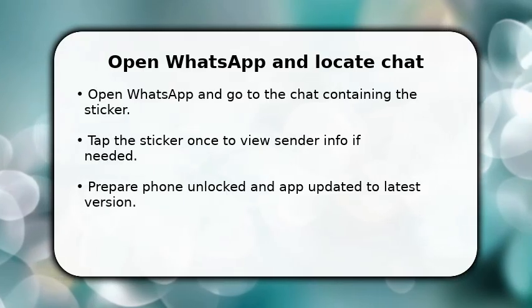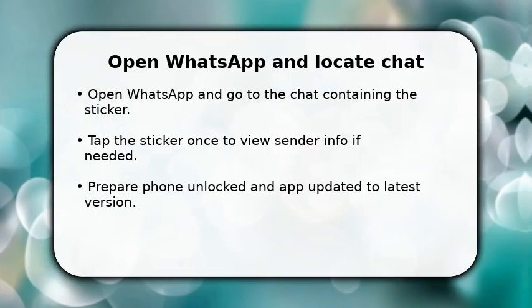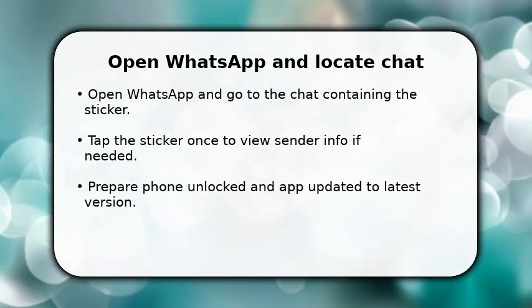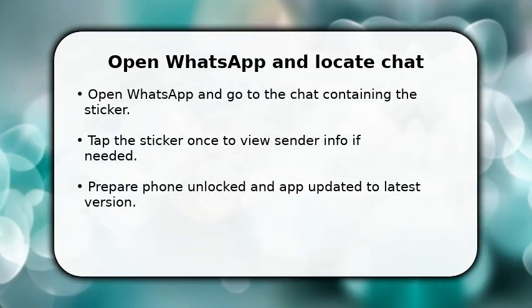Enjoy the video. You start inside WhatsApp with the conversation that has the sticker you want gone. Tap the sticker to reveal quick options. This helps you confirm which sticker pack it belongs to. Once done, press and hold the sticker. That long press is the first real action.